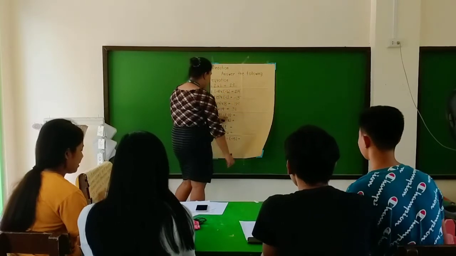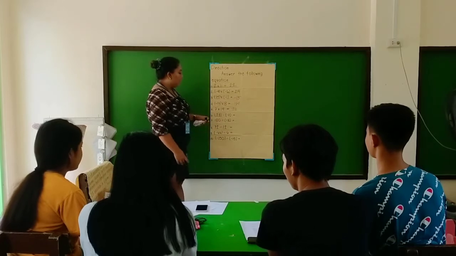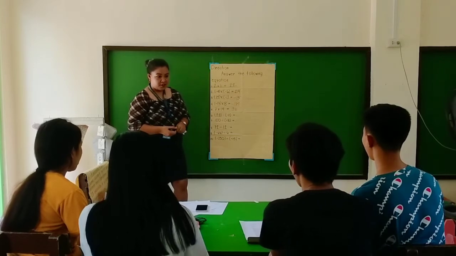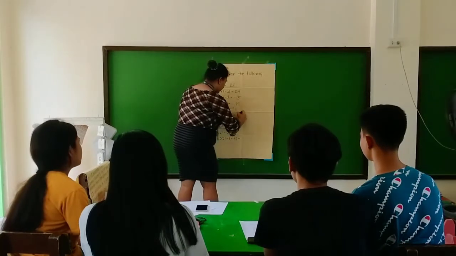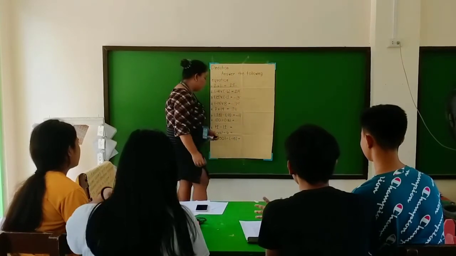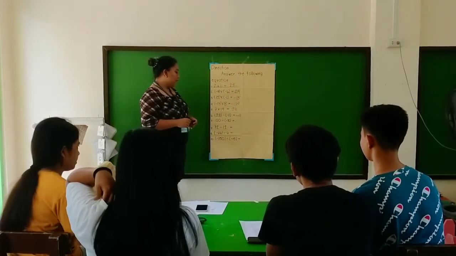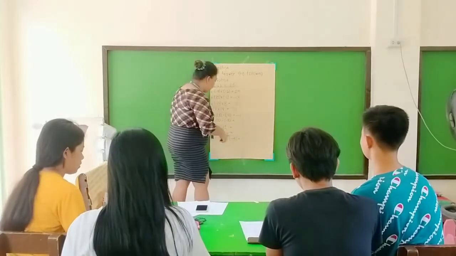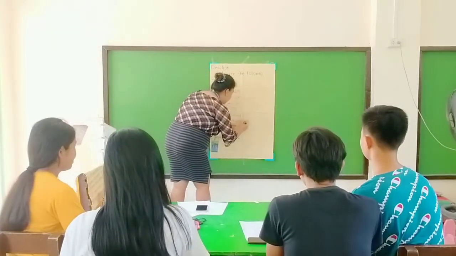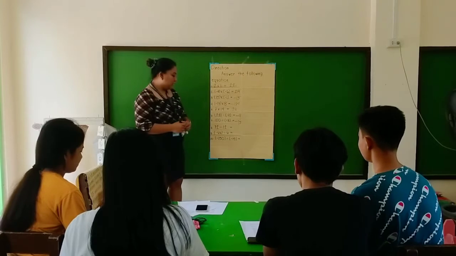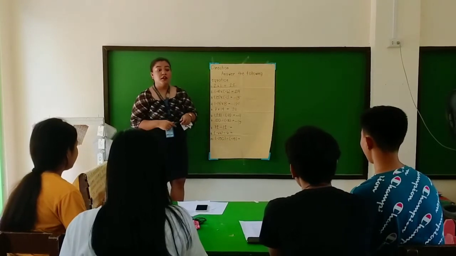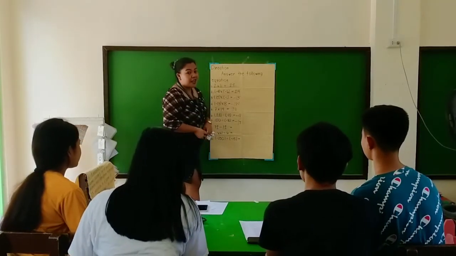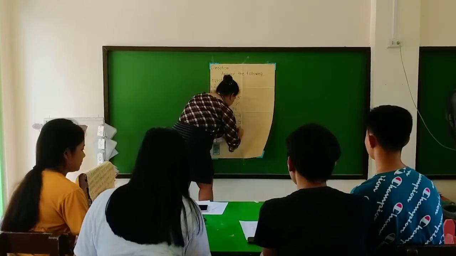Yes, ma'am. Okay. So for number 6, our equation is 28 divided by negative 7 is equal to negative 4. Okay, very good. Number 7, 120 divided by negative 8 is negative 15. Very good. Okay, so number 8, 72 divided by 12 is equal to positive 6. Is that correct? Yes, ma'am. Good.